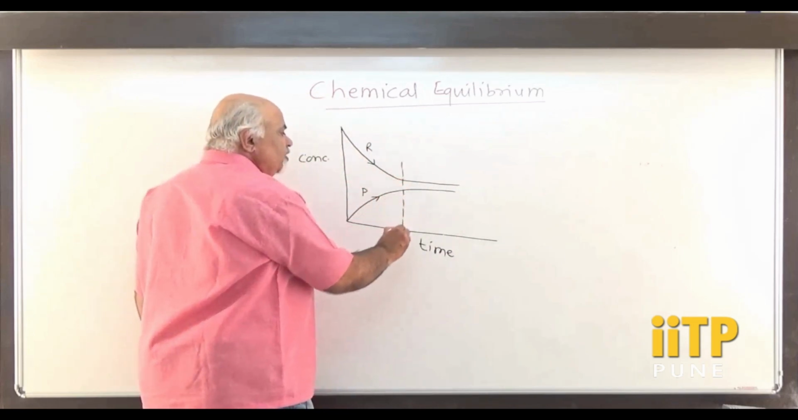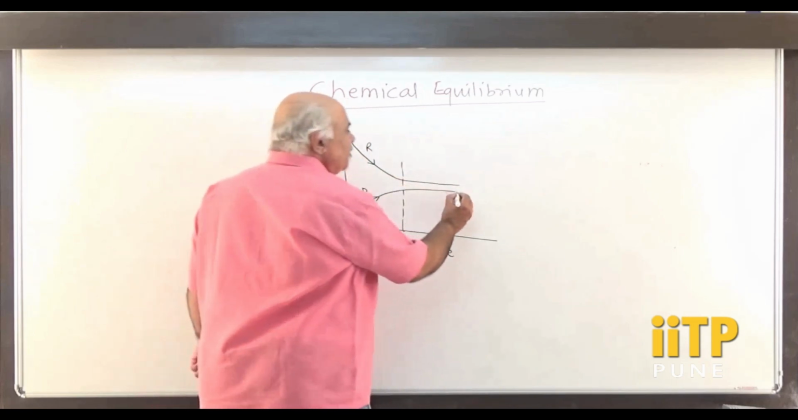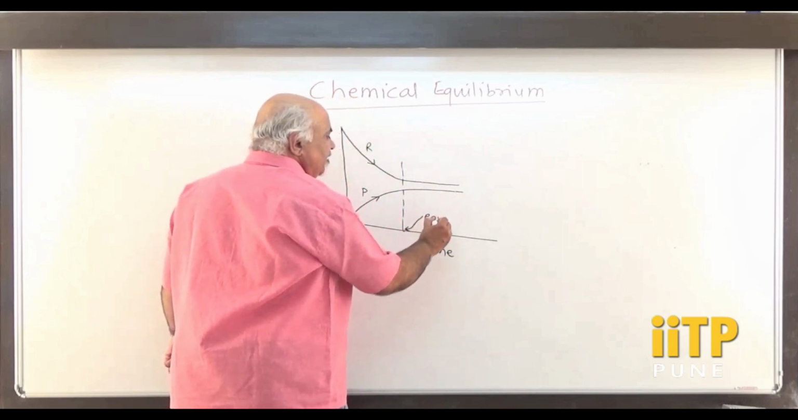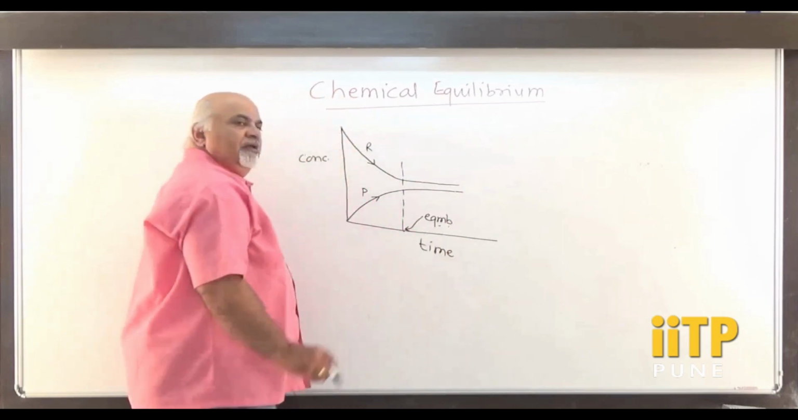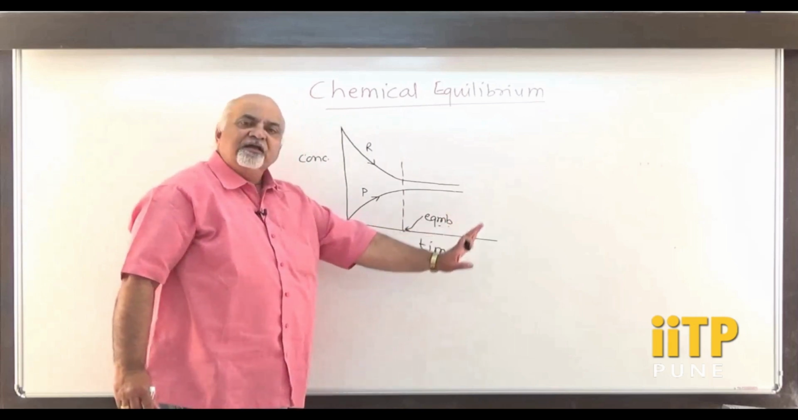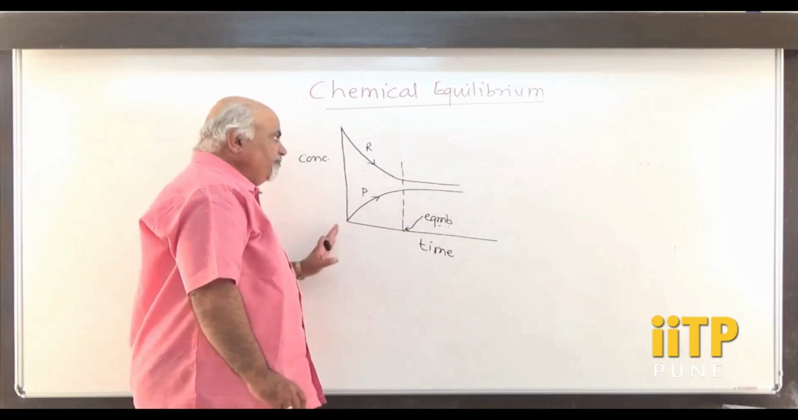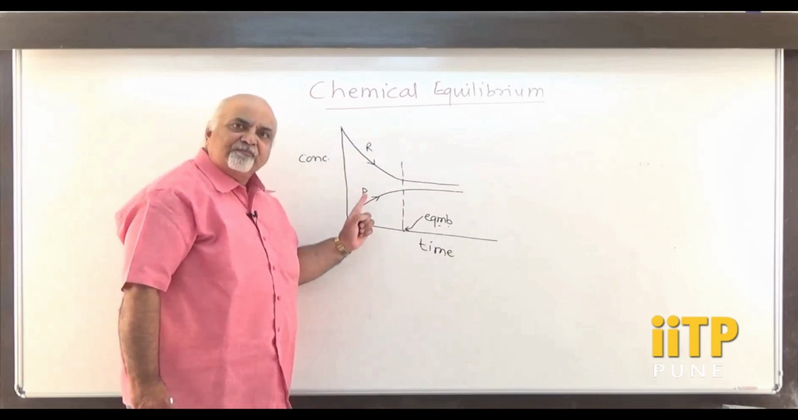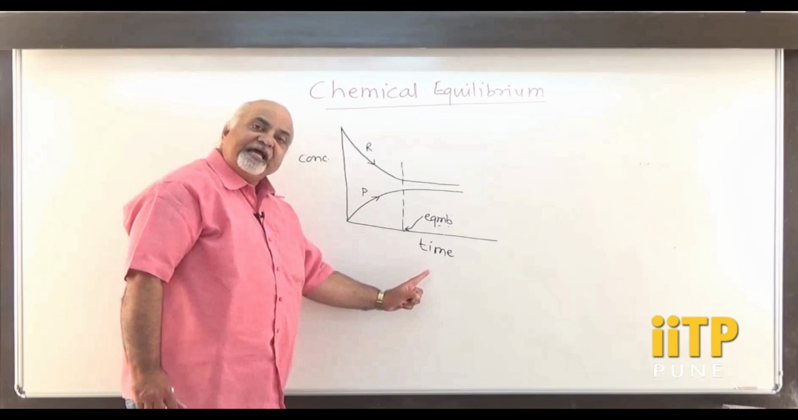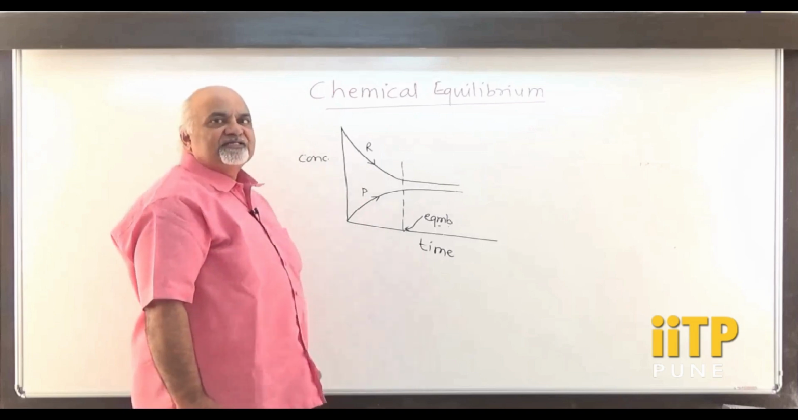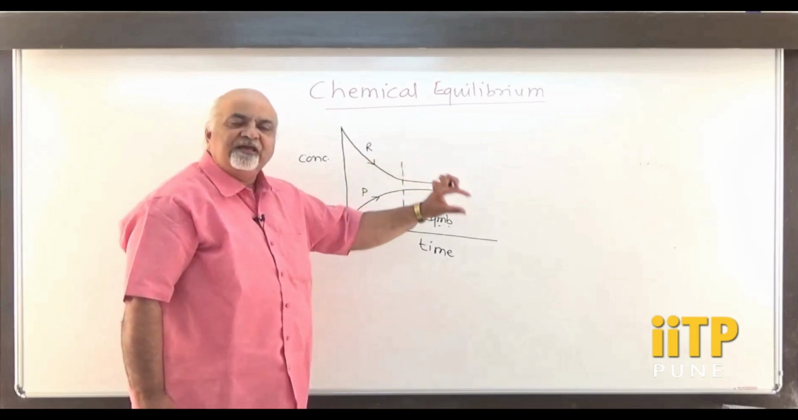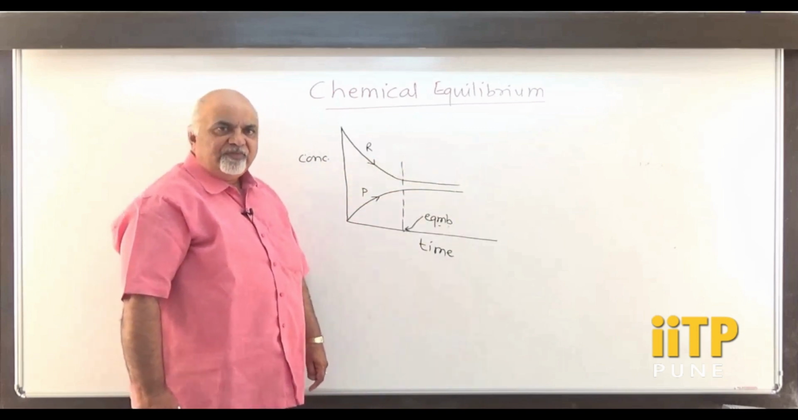So after this point you will realize that the change is not happening in the concentration and that is what we call equilibrium. So after this point the chemical equilibrium concept is there. Before this point the concentration of the reactant and the concentration of the product is changing with time and the study is called kinetic study.